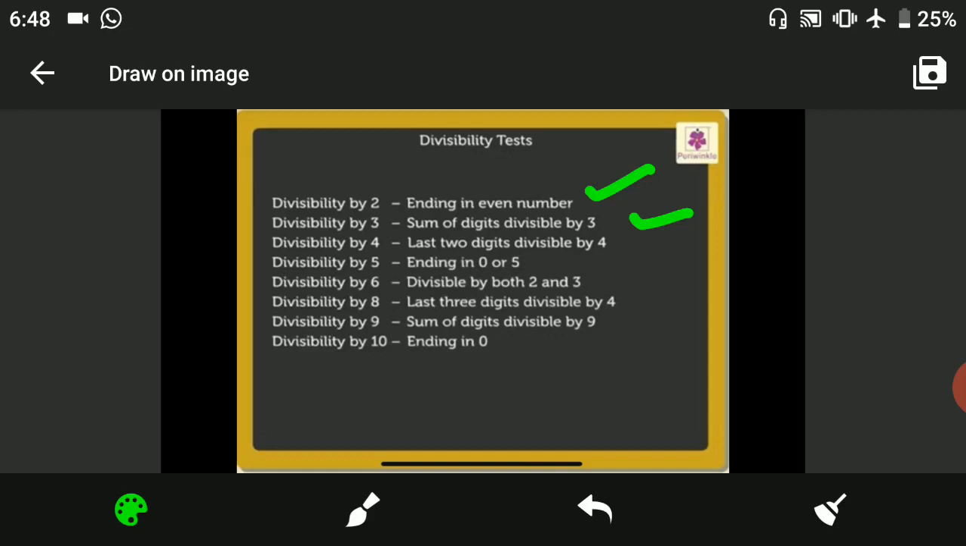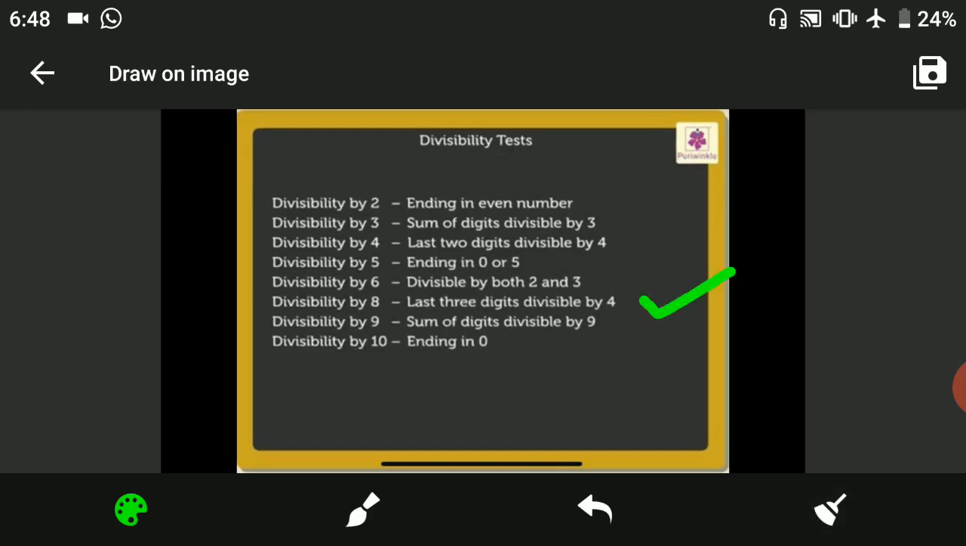In case of 4, students, you have to see the last 2 digits. If the last 2 digits are divisible by 4, it means the whole number is divisible by 4. For 5, you have to see at the end either a 0 or a 5. If any one of these is there, you can say that it is divisible by 5. For 6, you have to check the divisibility by both 2 and 3. Clear? And for 8, you have to see the last 3 digits should be divisible by 8.